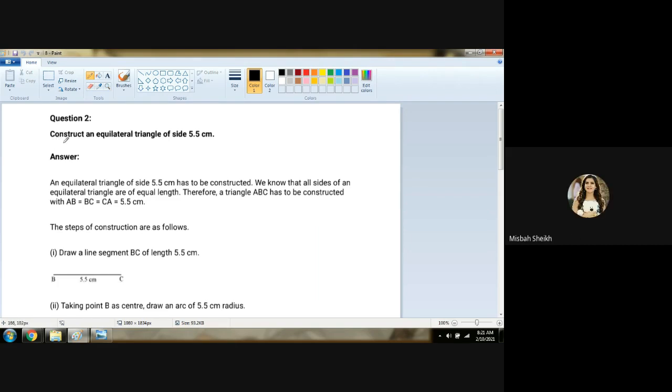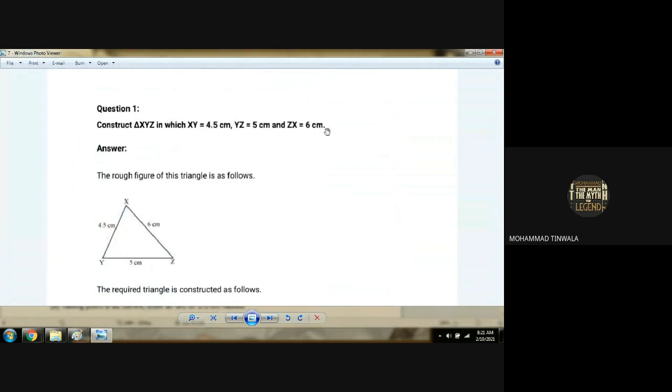Construct an equilateral triangle of side 5.5 centimeter. What kind of a triangle is given? Equilateral. Equilateral means all the three sides will be what? Equal, with the same measure. The first question was for what? Scalene triangle. All the three sides are different. See, look here.